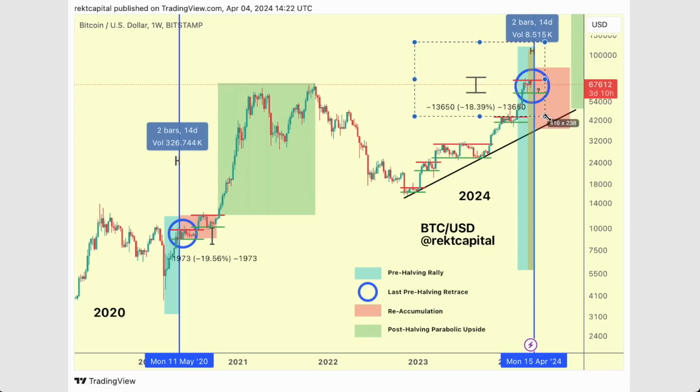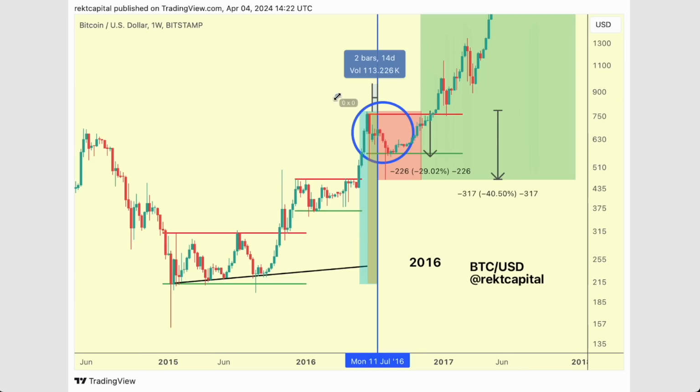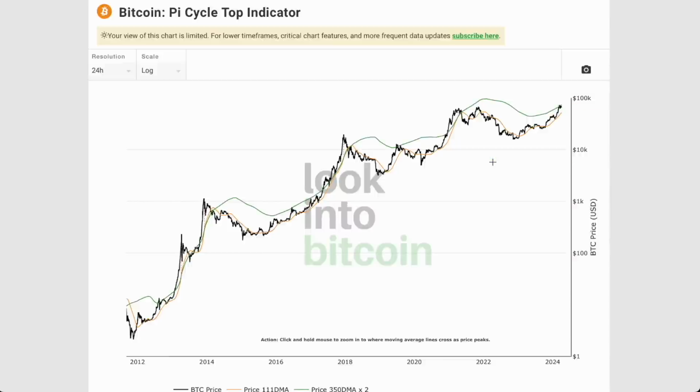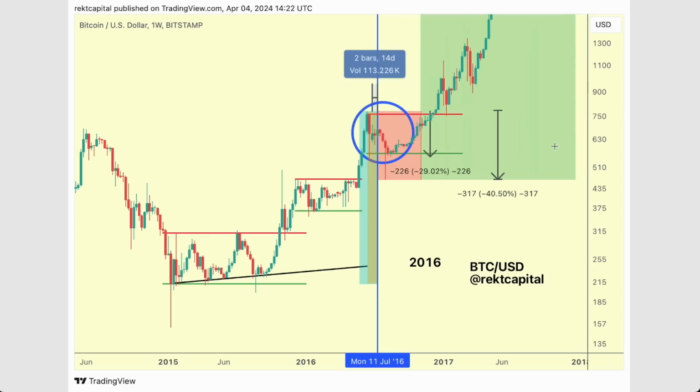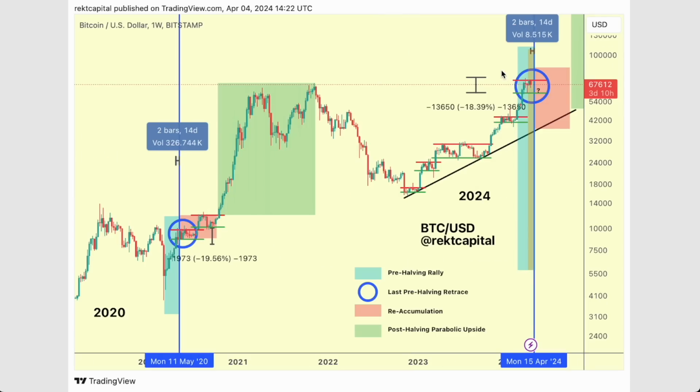In today's video, we're going to be talking about the reaccumulation phase that Bitcoin is transitioning into, and it's right on schedule based on the 2020 cycle, based on the 2016 cycle, and we'll be talking about how the Pi cycle indicator is playing into those historically recurring tendencies, really repeating and really playing out right now. So let's talk about this reaccumulation phase in a lot more detail.